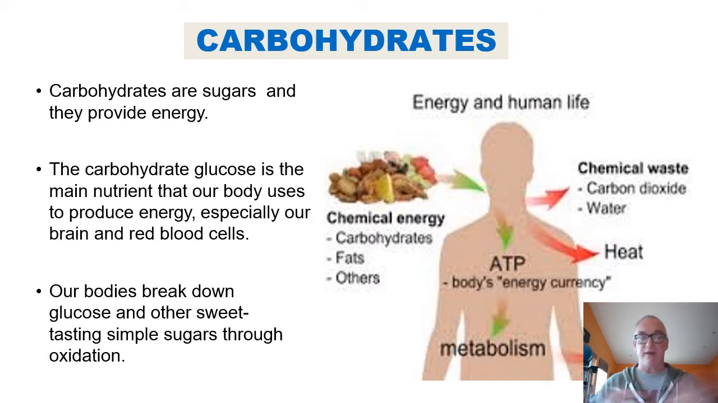So your bodies break down glucose and simple sugars by oxidation. And we know, based on some of the learning we've done before about alcohols, how alcohols get oxidized. Alcohols get oxidized into aldehydes and ketones, and then finally into carboxylic acids. And then once they're completely oxidized, all their energy is removed and we get to power ourselves.